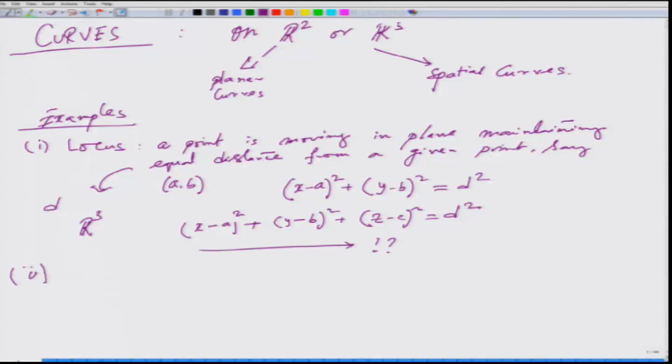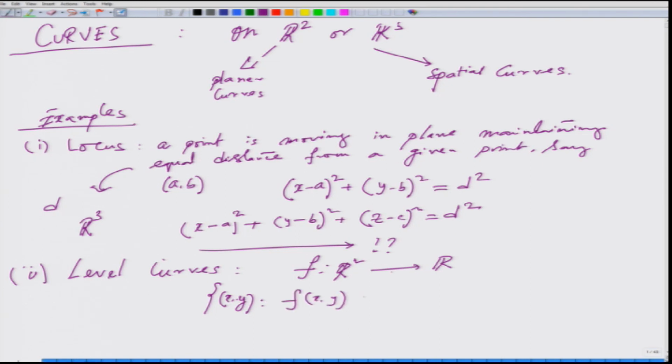The next example you see in your calculus course, those are called level curves. That is, I have a very nice function f from R2 to R, and you look at all those points x, y such that f of x, y is equal to some given c. These are called level curves.